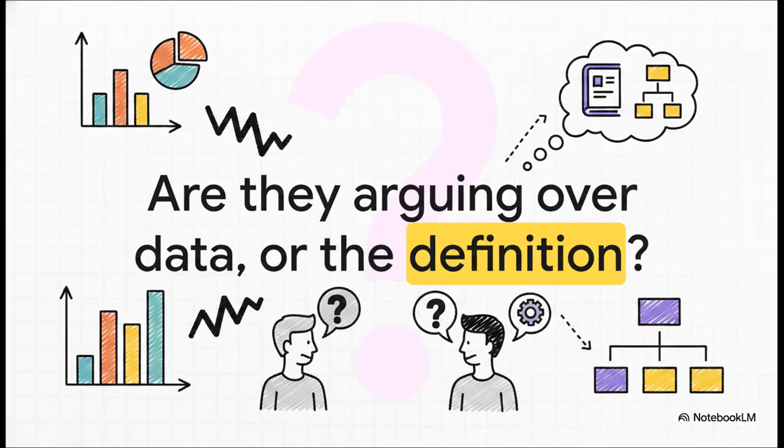So I want to leave you with this to think about. When it comes to how your own organization manages its contested truths, next time your teams walk into a meeting and fundamentally disagree on a core business number, ask yourself, are they actually arguing over the data, or are they really just arguing over the definition?